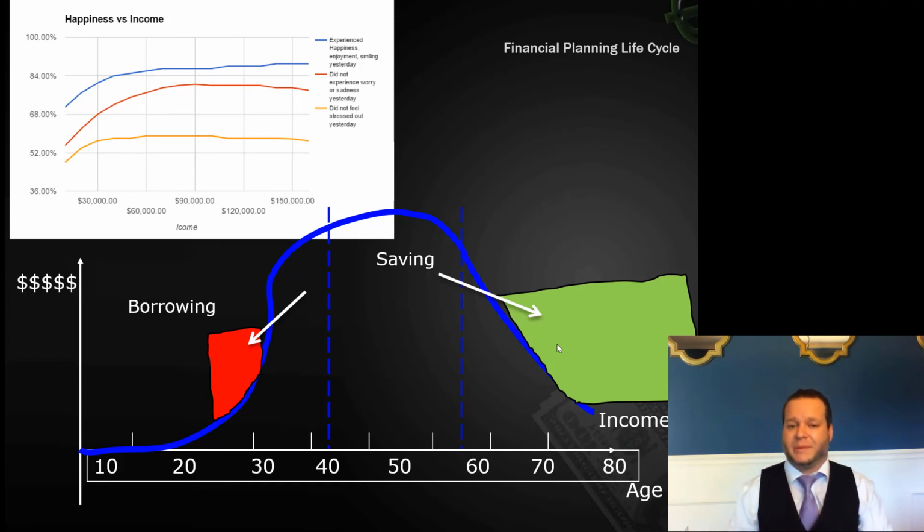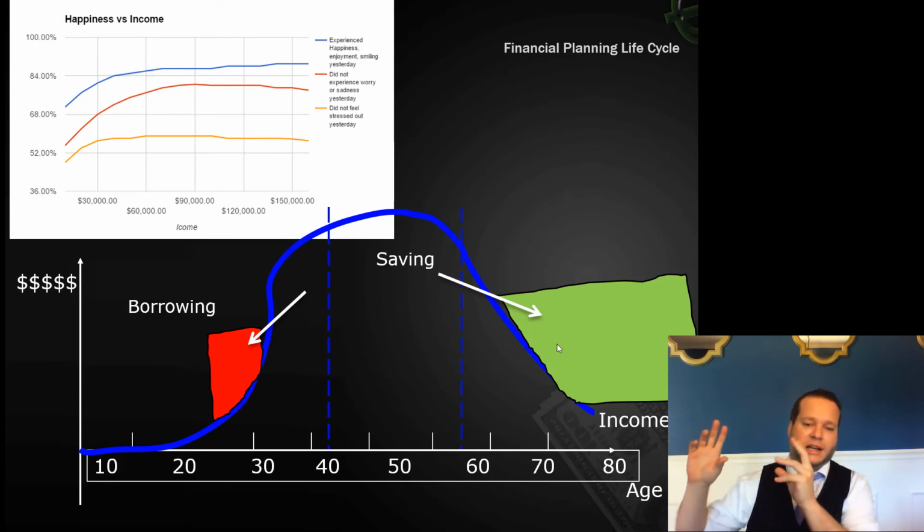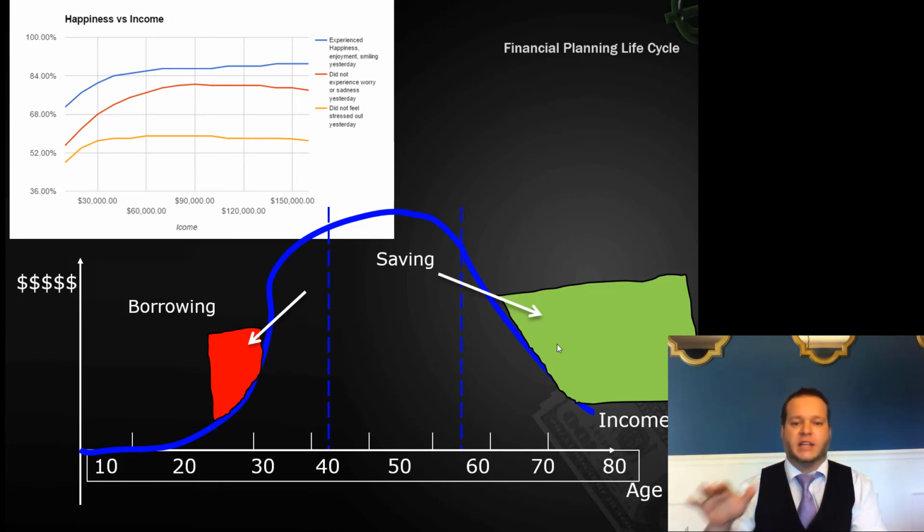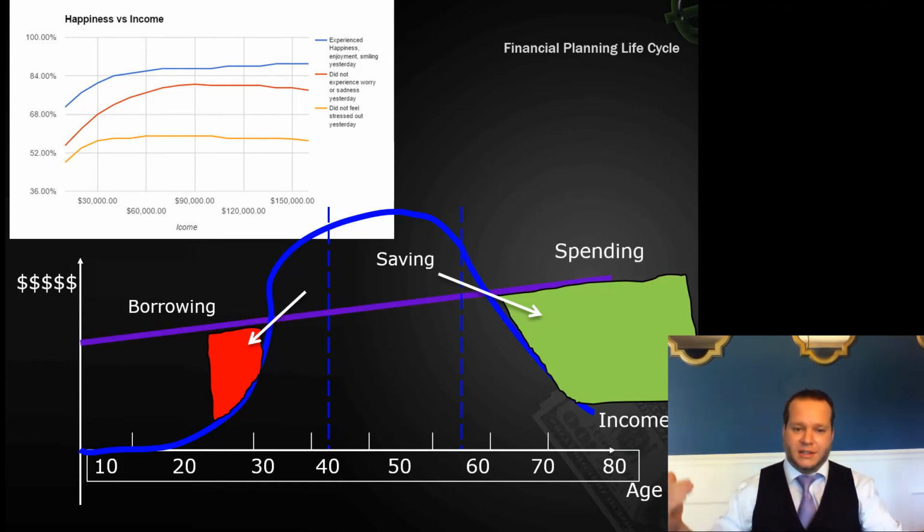Saving is just the opposite. Saving is when you're in your peak earning years, you say, you know what? I'm going to spend a little bit less now so I can save it. And in the future, I can spend more. When I'm old and I can't work anymore, I need more money in my future. And so you make your life worse in the present in order to make your future better. And if we do that, we wind up with this straight spending line.